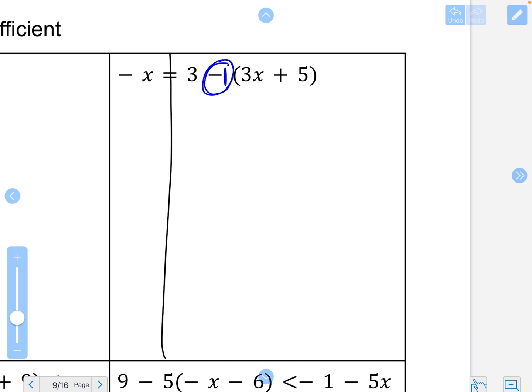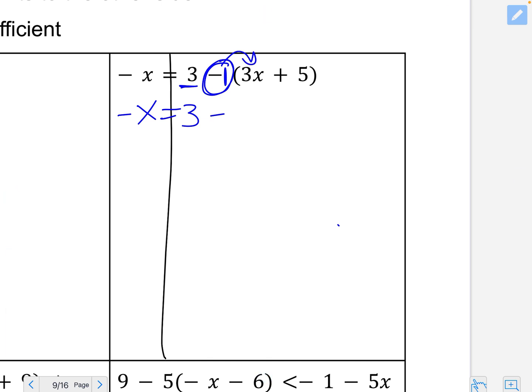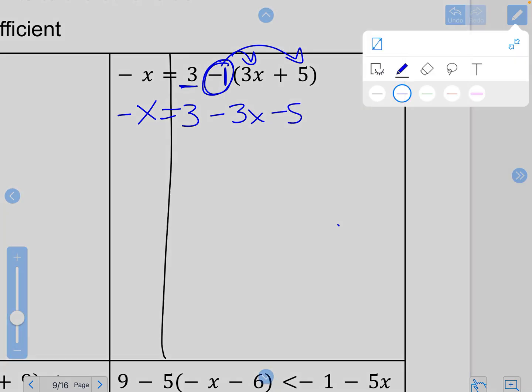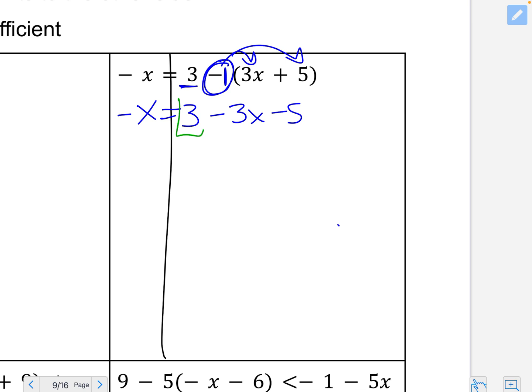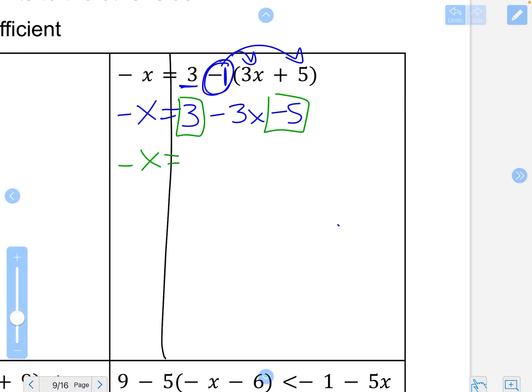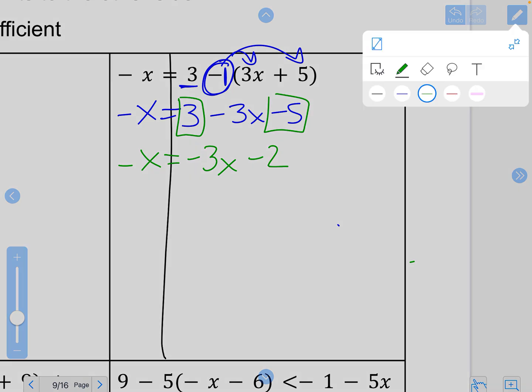The trickiest part about this problem is this 3. We have to make sure we write down the 3 before we multiply, or else we're going to end up forgetting it. So a -1 times 3x is a -3x. A -1 times 5 is -5. So now I need to combine like terms. I have 2 constants on this side, so I'm going to rewrite my -x. 3 minus 5 is -2, and I'm going to write that after my variable term.